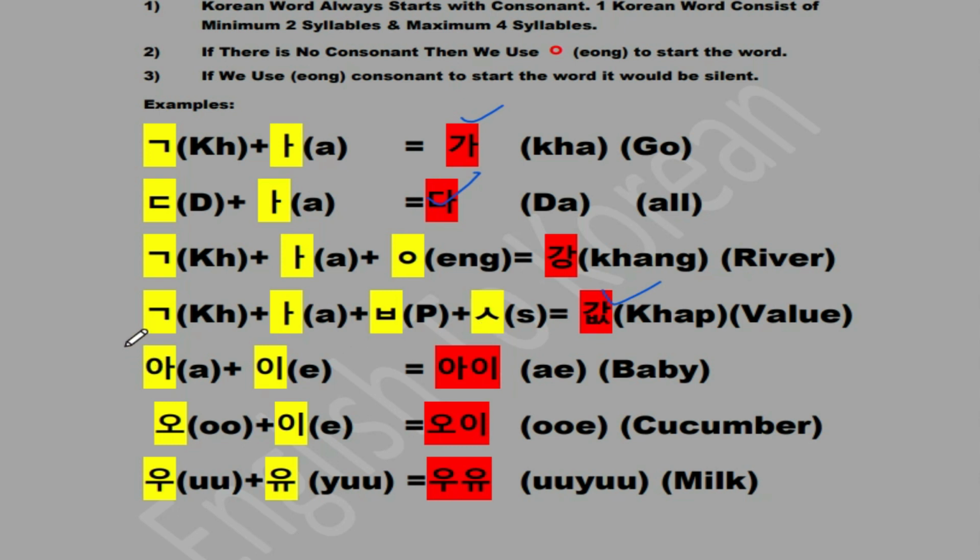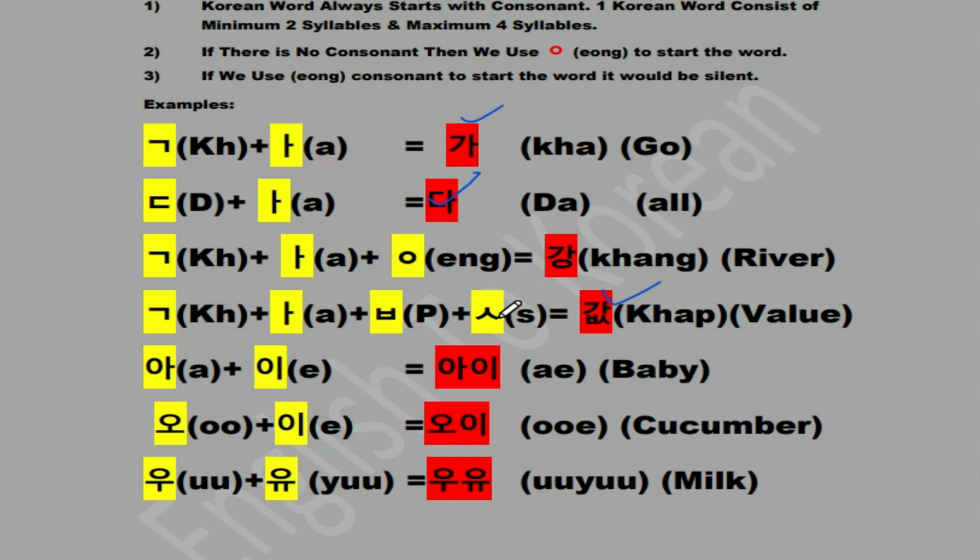If we break it into syllables, our first syllable is a consonant. The name of the consonant is kyuk and the voice is k. Plus our second syllable is a vowel and the voice is a. Plus our third syllable is a consonant. The name of the consonant is biop and the voice is p. Khap.